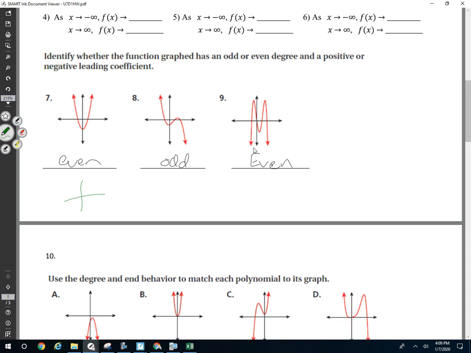Ms. Arbogast, number 8. Is this a positive or a negative leading coefficient? It's a negative. This is tricky. Why? X cubed looks like this. This is like a negative x cubed. That's a negative. All right, we'll practice before our quiz next class.